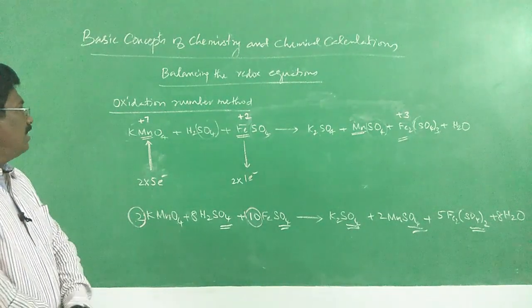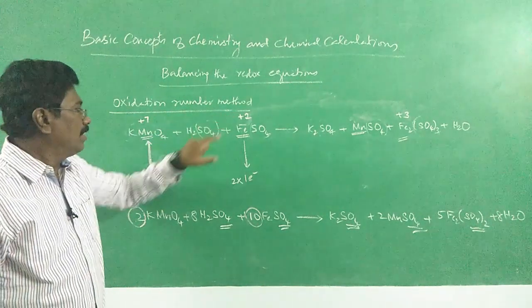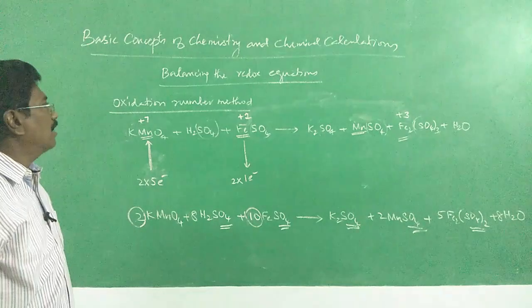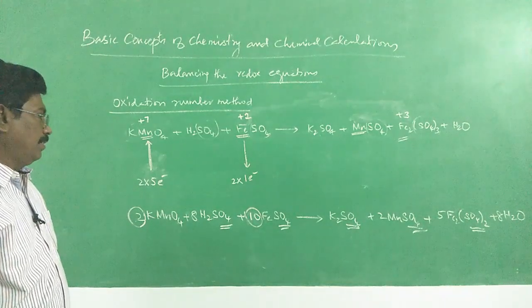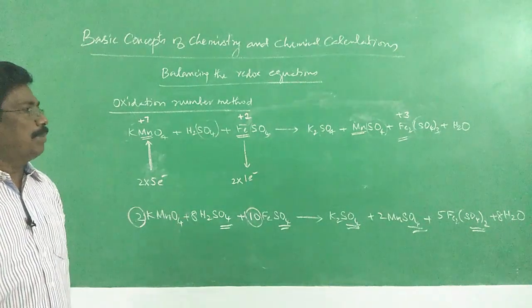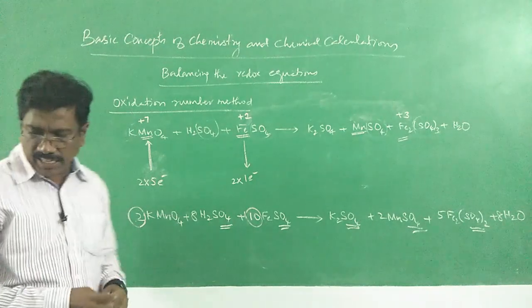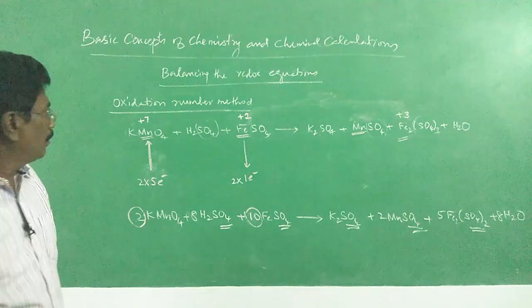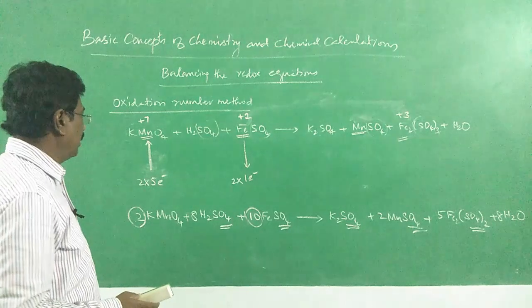So, by knowing the oxidation number, it is easy for us to balance the equation. Now we have got a balanced equation. Likewise, I can give one more example using the oxidation number method.